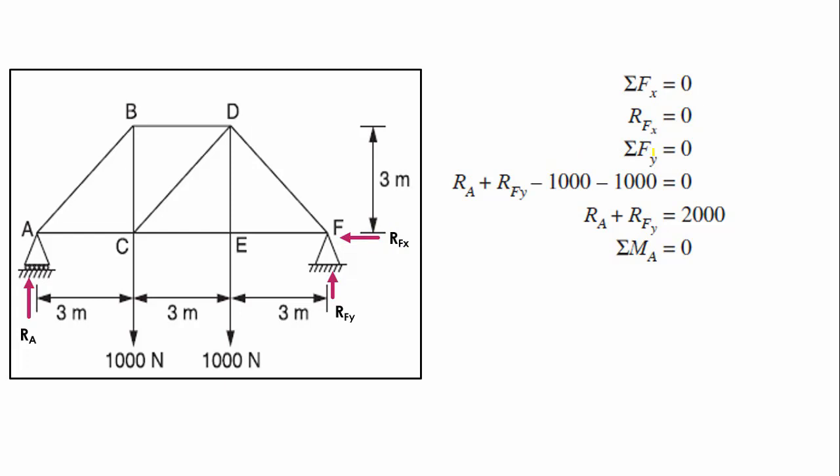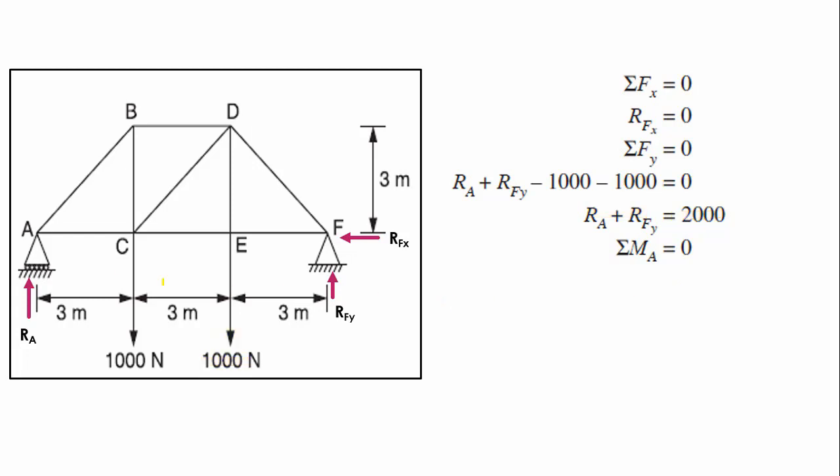Next, summation of Fy equal to 0, the forces acting in the y direction. We have reaction RA moving upwards, therefore positive, plus RA. Next, reaction RFY is also moving upwards, therefore plus RFY. Next, the 1000 newton load is moving downwards, therefore minus 1000. The other 1000 newton force is also moving downwards, therefore minus 1000. That is equal to 0. So RA plus RFY will be equal to 2000.